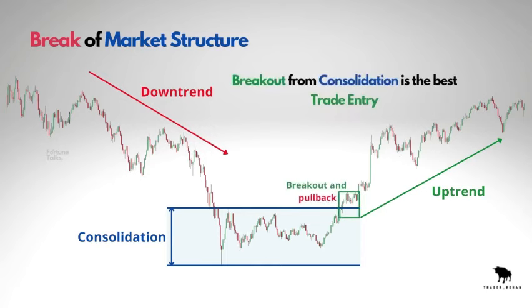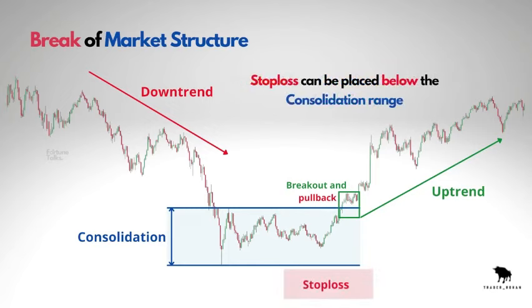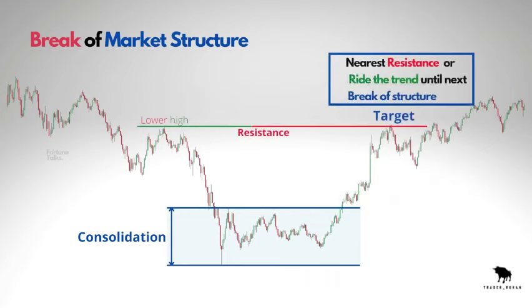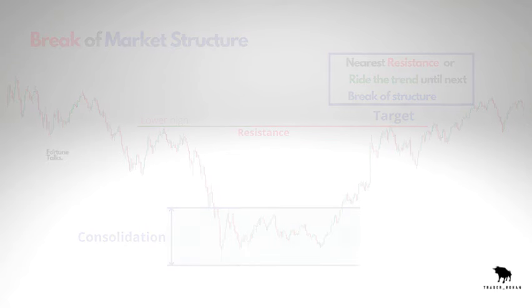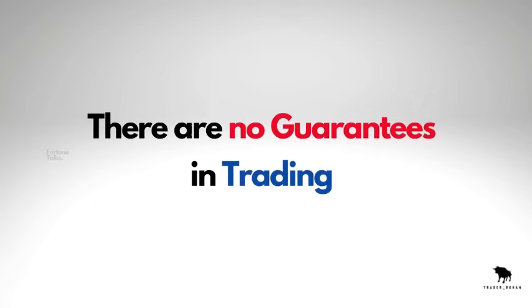Here also, the trade entry would be when the price breaks above the accumulation stage and moves higher. You can keep a safer stop loss below the consolidation range, and the target can be set as the next nearest resistance level, or simply you can ride the trend until there is again a break in structure. Now there is no such thing as a guarantee in trading or in price action or in whatsoever. So if anyone promises you guarantees, then it's better to stay far away from them.